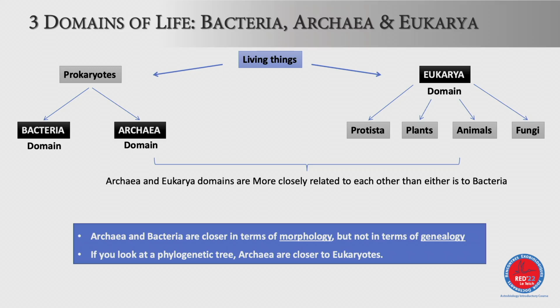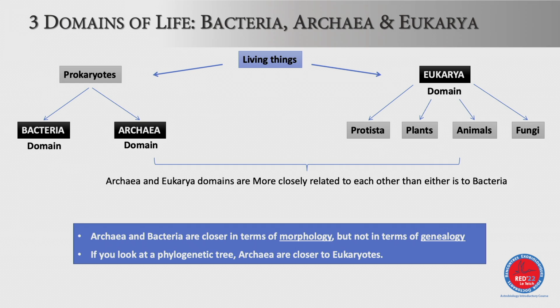Each type of cell has a unique set of distinct properties. In the prokaryotes, we talk about bacteria and archaea. In the eukaryotes, we have different organisms: protista, plants, animals and fungi. And we know that even if archaea and bacteria look the same, they are not closely related genealogically. Archaea are more closely related to eukaryotes.